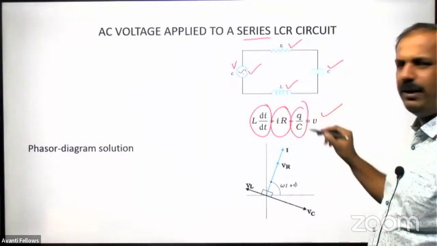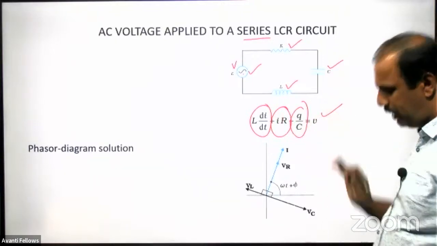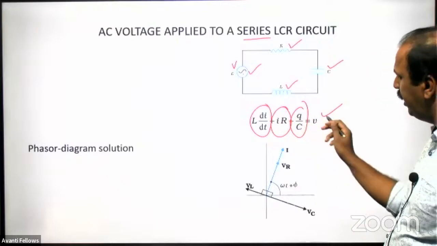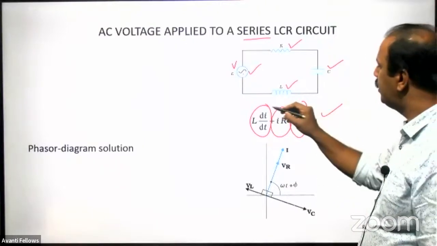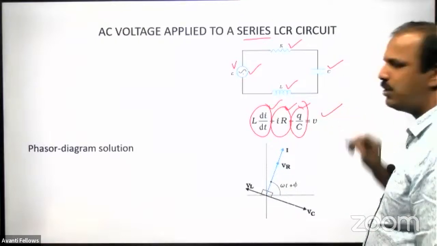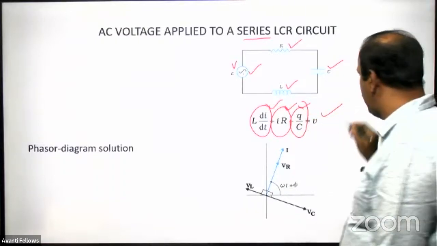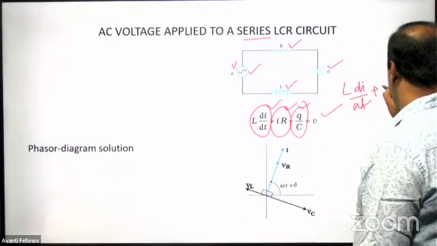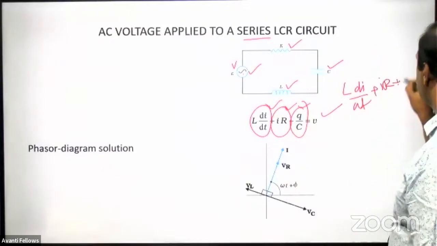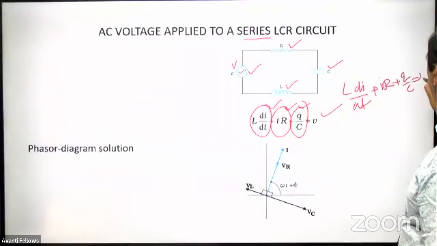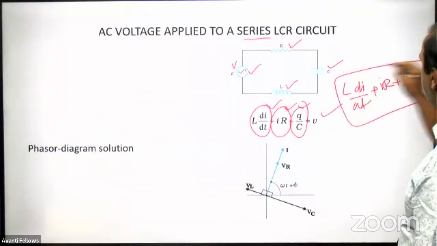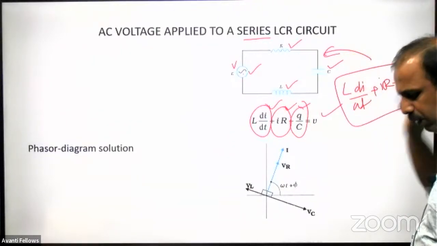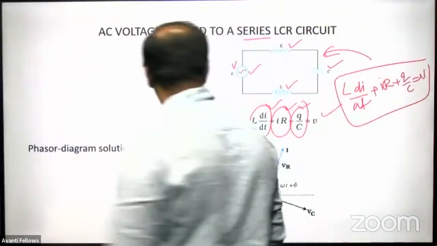This we already did in the previous case. All the things we have taken together, that's all. So we have three drops here and one source. So this is the equation: L di by dt plus IR plus Q by C is equal to V. This is the equation for this circuit. For the LCR circuit, we have an equation like this.